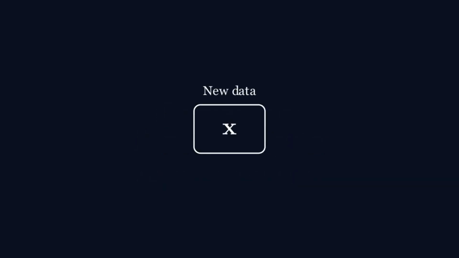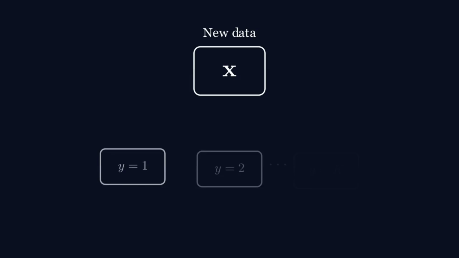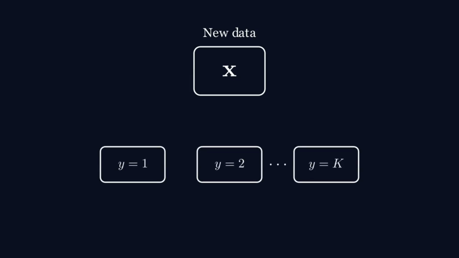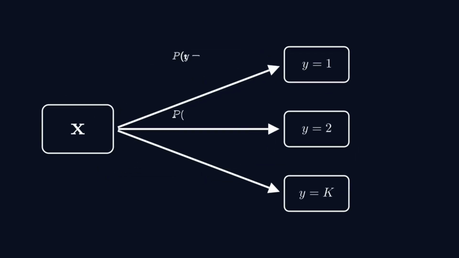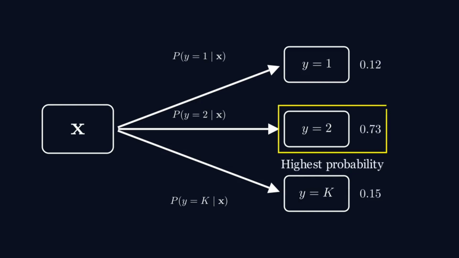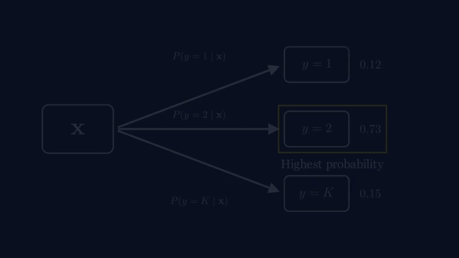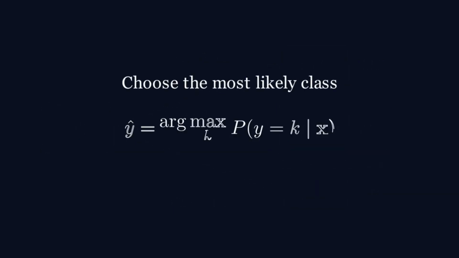Imagine we have some data x and our job is to classify it into one of k possible classes. How could we do that? Well, here's one way of thinking about it. Suppose we could somehow calculate the probability that this data belongs to each class. If we had those probabilities, classification would actually be pretty simple. We could just choose the class with the highest probability. So mathematically we write y hat is equal to the arg max over k of p(y = k | x).